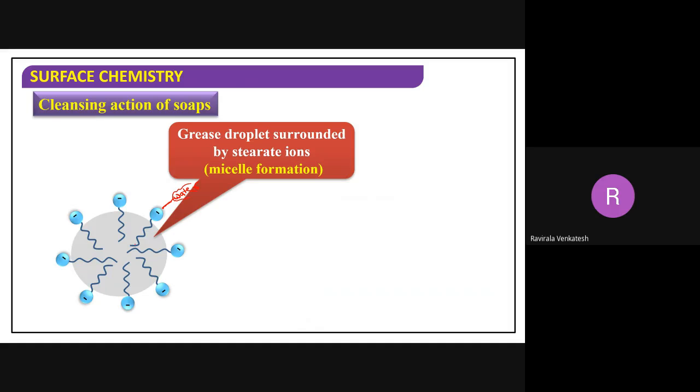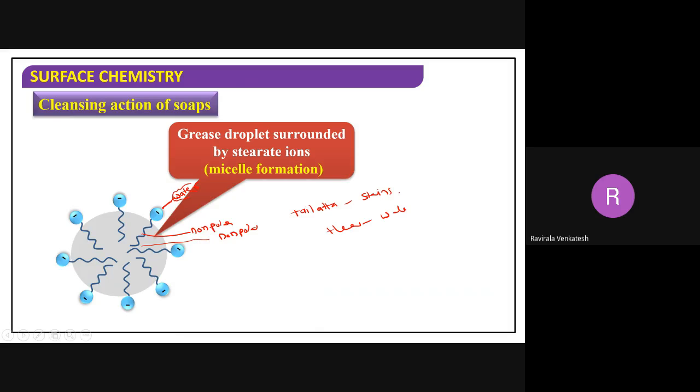And the stains, if you observe, have non-polar character. The tail is having non-polar character, and the dirty particles also have non-polar character. Now, this tail part will attach to stains. The tail part attaches to stains, and the head part is attached to water.